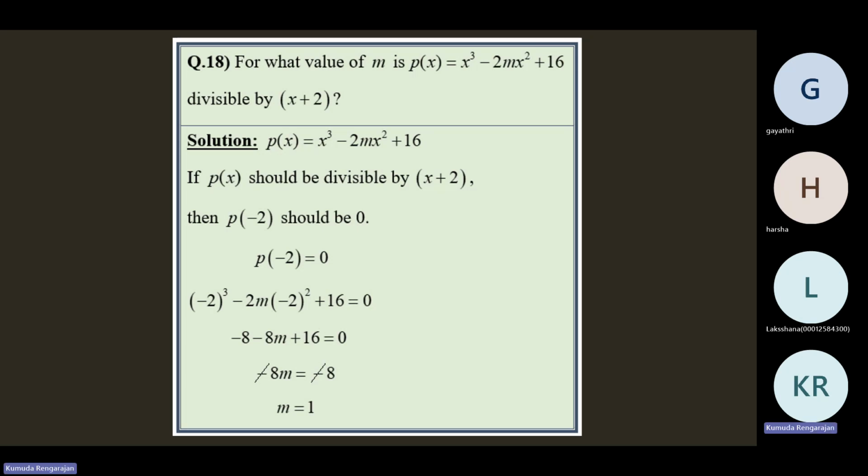If it should be divisible, the remainder should be 0. And how do we get minus 2? Because x plus 2 is equal to 0, x is equal to minus 2. Should always write the x value here. X plus 2 is equal to 0, x is equal to minus 2. So the value of x is minus 2.